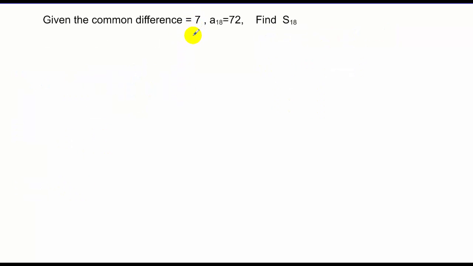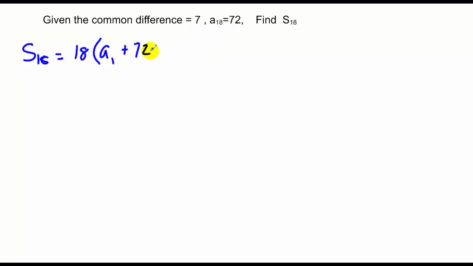Now I'm going to be given a common difference. I'm going to be given the 18th term, and I want the sum of the first 18 terms of that sequence, or yeah, of that series. So in this case, I need the number of terms, which I have. There's 18. I need the first term. Don't have that. I need the last term, which I have.